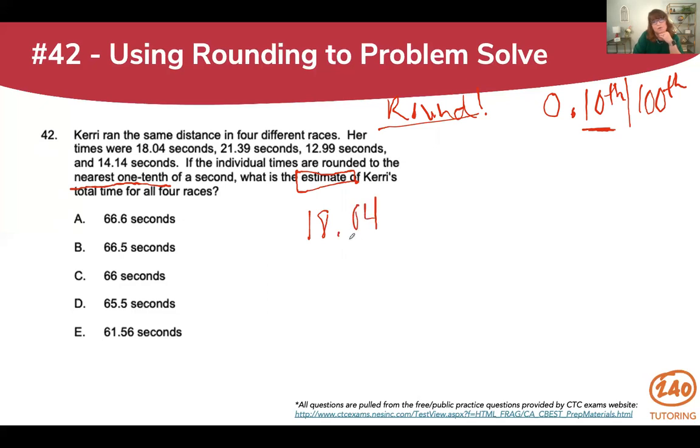So we had 18.04. And if we round that to the tenths place, we look at the digit behind it. If it's less than 5, it stays the same. If it's more than 5, we increase it by 1. So if this digit were 5 through 9, we would increase this. Since it's less than 5, we're going to leave that 0 the same. And this becomes 18.0.